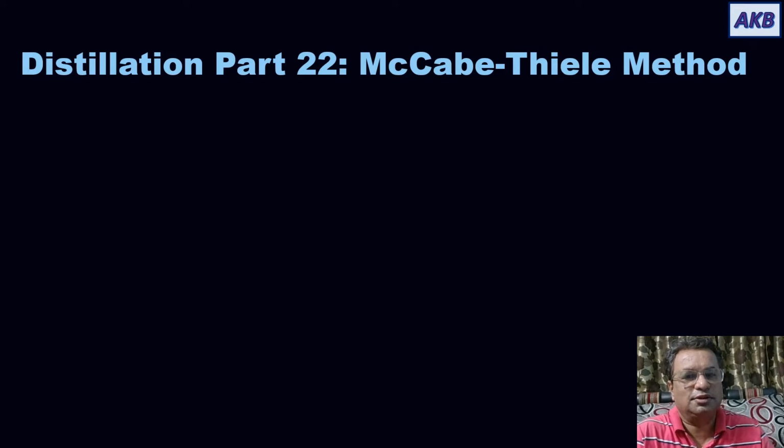Since in my last three videos I have started discussing McCabe-Thiele method. Till now, I have discussed its assumptions, the simplifying assumptions that are made in the McCabe-Thiele method. Then I talked about the implication of those assumptions on the operating line for the rectifying section. Then I discussed how the operating line of the rectifying section intersects with the diagonal line.